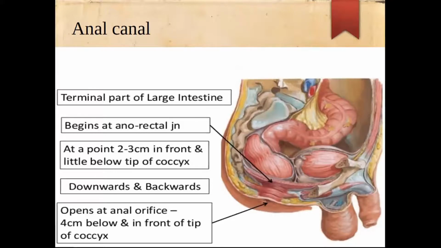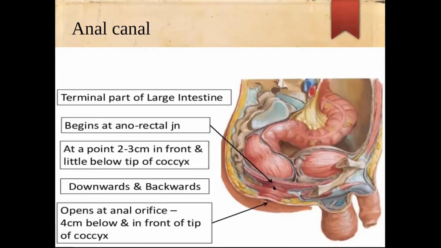If you see the picture here, same picture, the anal canal is the terminal part of the large intestine. Where does it begin? It begins at the anorectal junction, totally below the perineum, below the pelvic diaphragm. I think this is what we call the recto-anal junction.